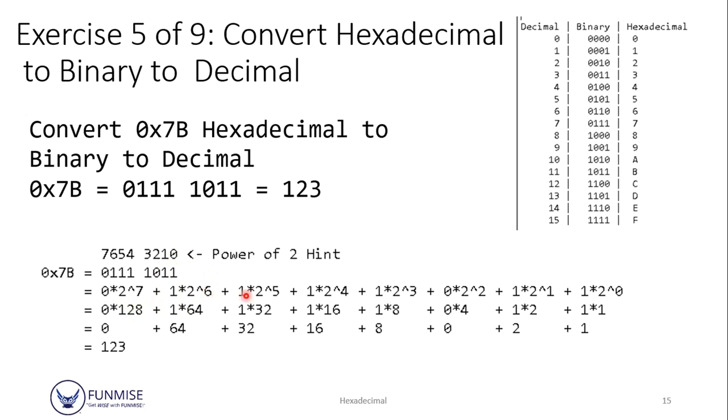You add all these together. And as you can see, the ones that are 0 times a number will cancel out, but the ones that are 1 times a number will carry down. You get 64 plus 32 plus 16 plus 8 plus 2 plus 1, which equals 123. So this 7b hexadecimal equals 123 decimal.